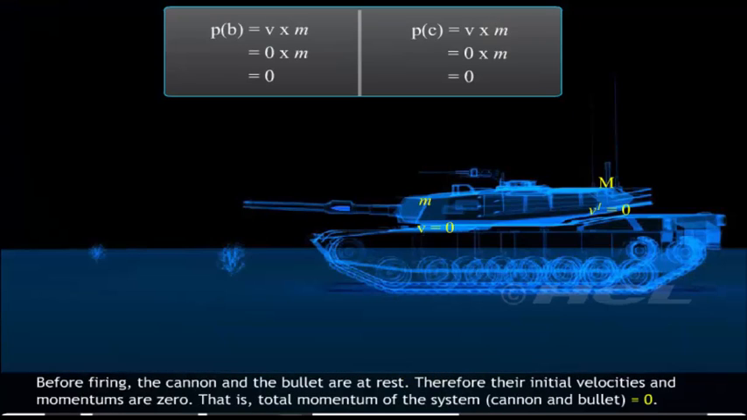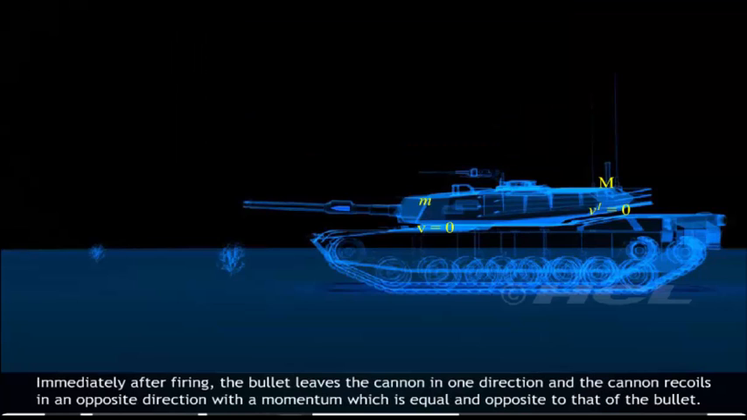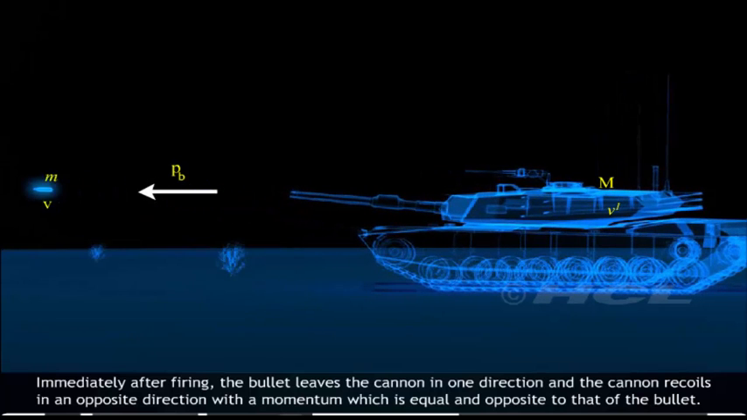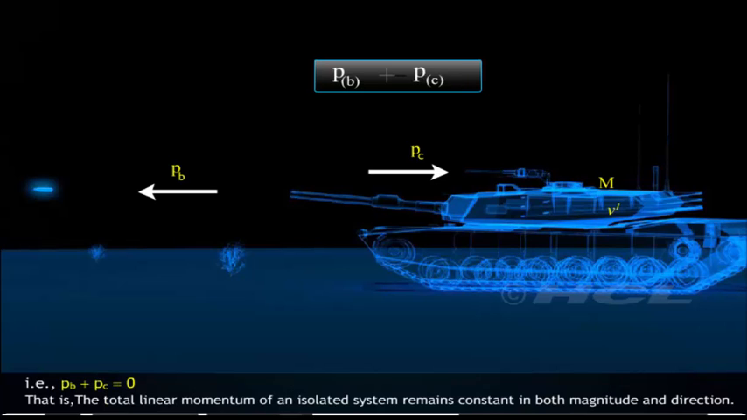Before firing, the cannon and the bullet are at rest. Therefore, their initial velocities and momenta are zero. That is, the total momentum of the system, cannon and bullet, equals zero. Immediately after firing, the bullet leaves the cannon in one direction and the cannon recoils in the opposite direction with a momentum which is equal and opposite to that of the bullet. If Pb and Pc are the momenta of the bullet and the cannon, respectively, after firing, Pb equals minus Pc, as these are in opposite directions. That is, Pb plus Pc equals zero. That is, the total linear momentum of an isolated system remains constant in both magnitude and direction.